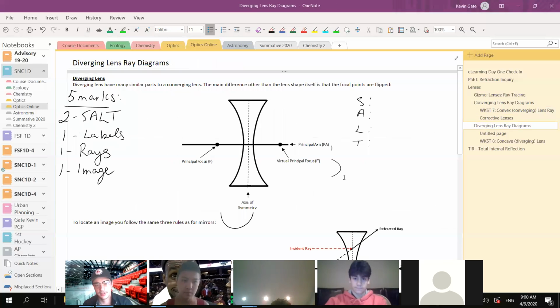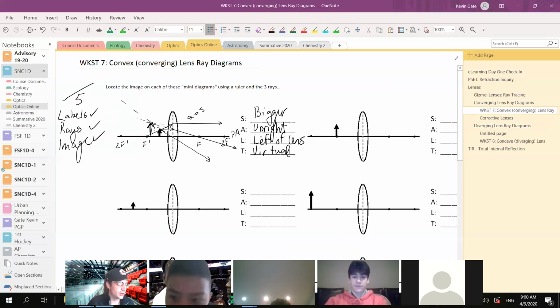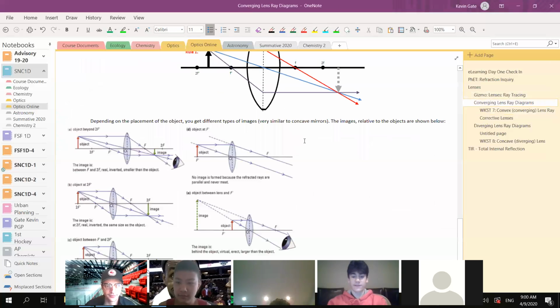Oh, Andreas, you're on mute, dude. To the right of the one we just did, what happens when it's on the focal point? The image is on the focal point. No image can be created. Correct. So is it okay if I just write it? It's on focal point. Yeah, no image forms. Okay.